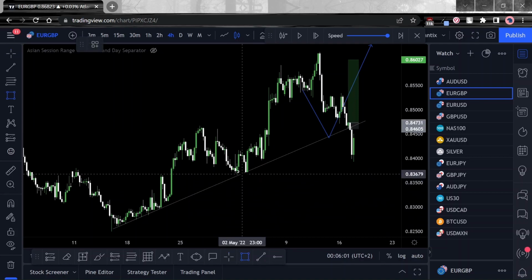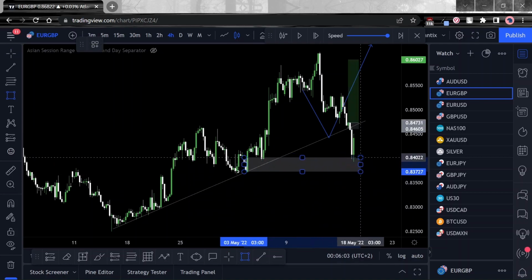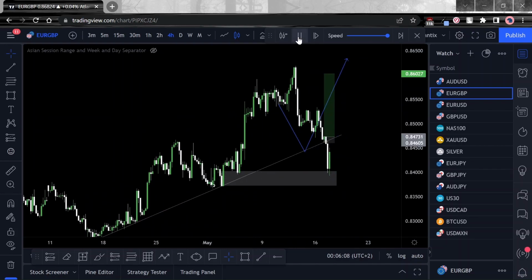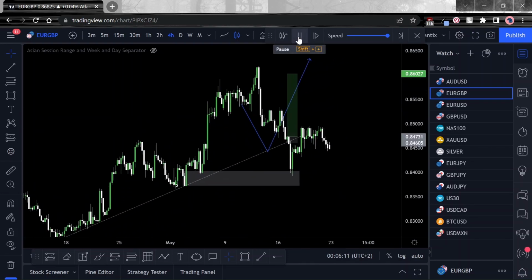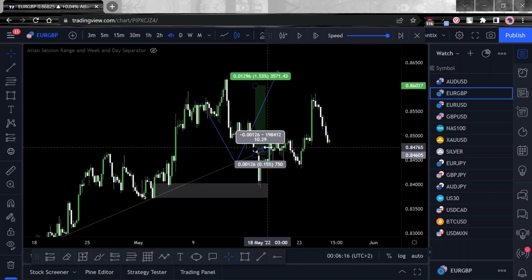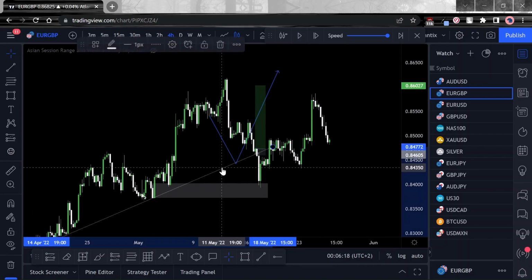And it comes straight into this POI over there. That's where it comes in, rejects, and then bang, we see price moving up from there. So this is another example of why trendline liquidity is such a dangerous place to be taking trades from, right?